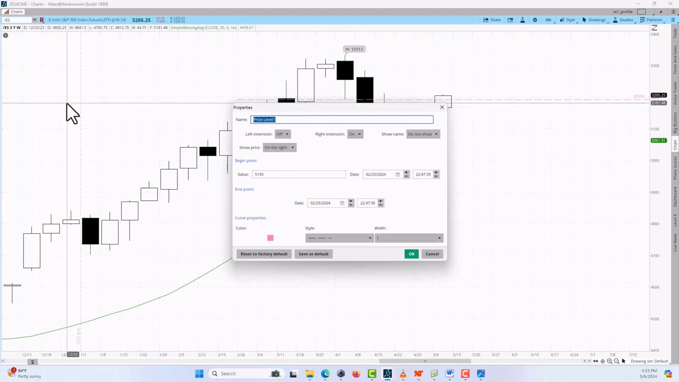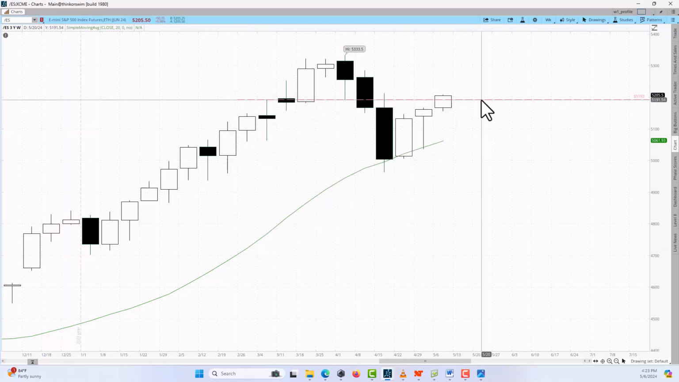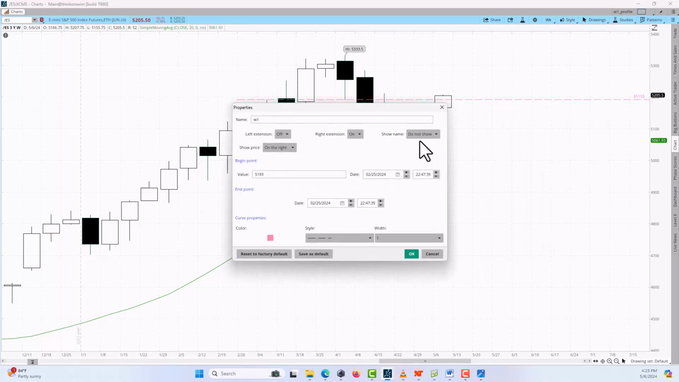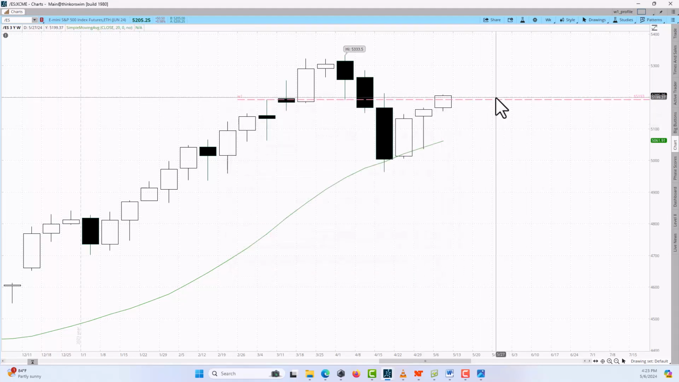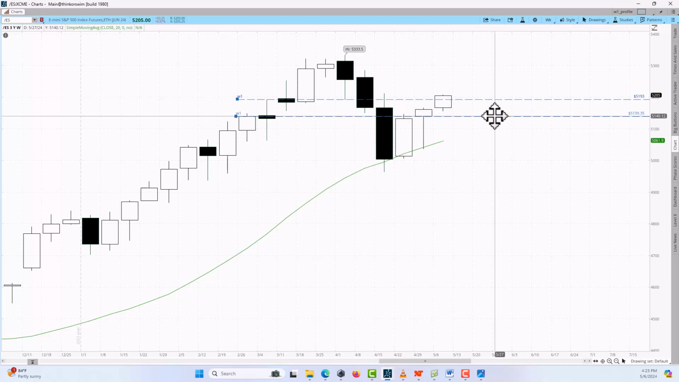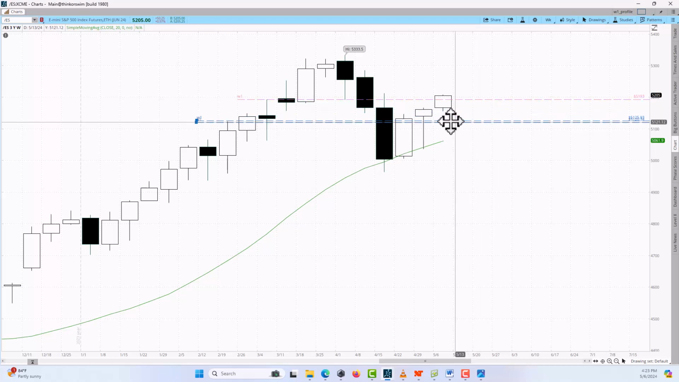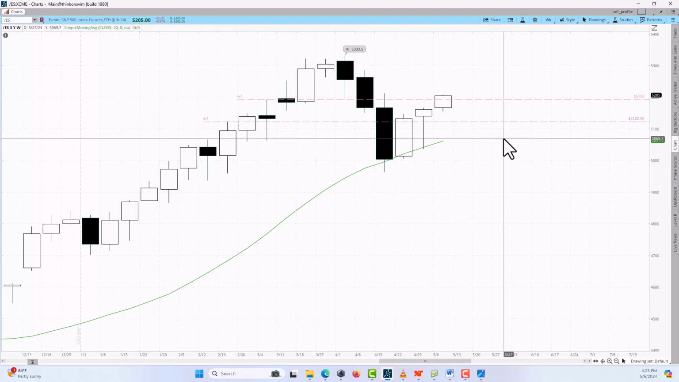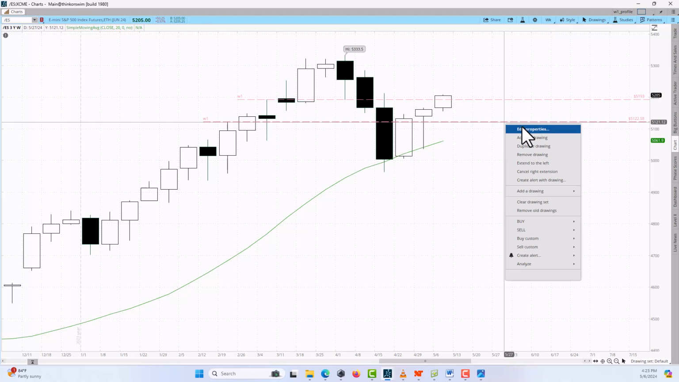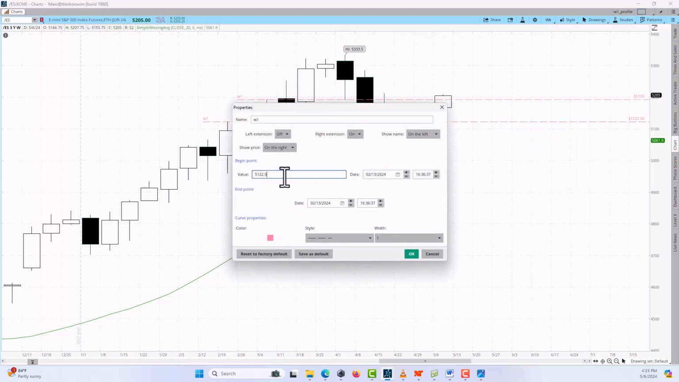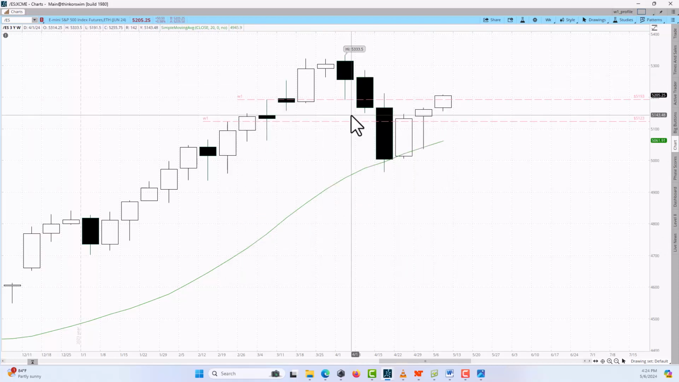Let's see. So what do we see right here? Let's look back and see. And also we mark this level. It's a key level right here, 5123. They are both very even numbers, rounded numbers. So look at this level.